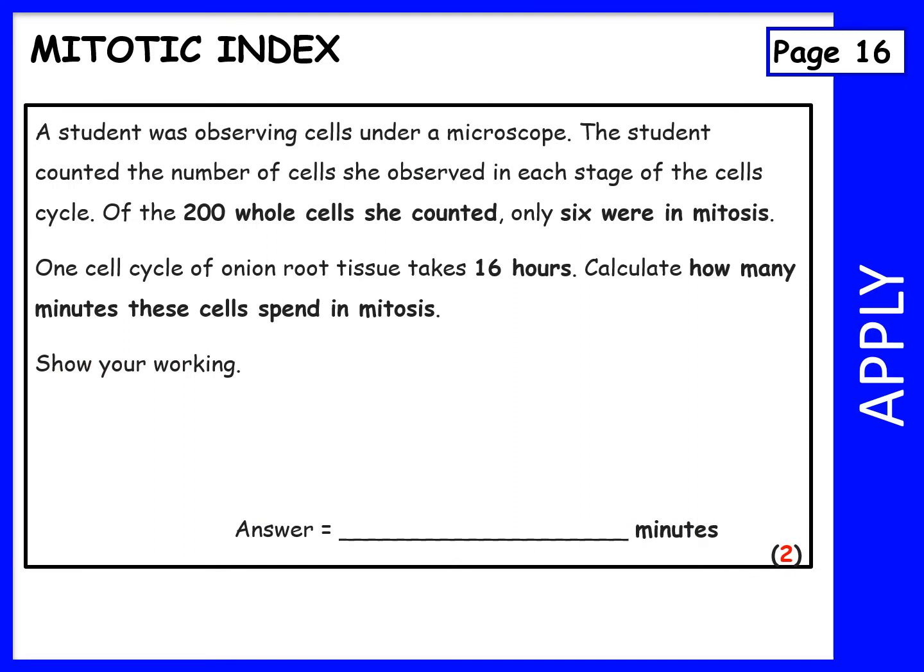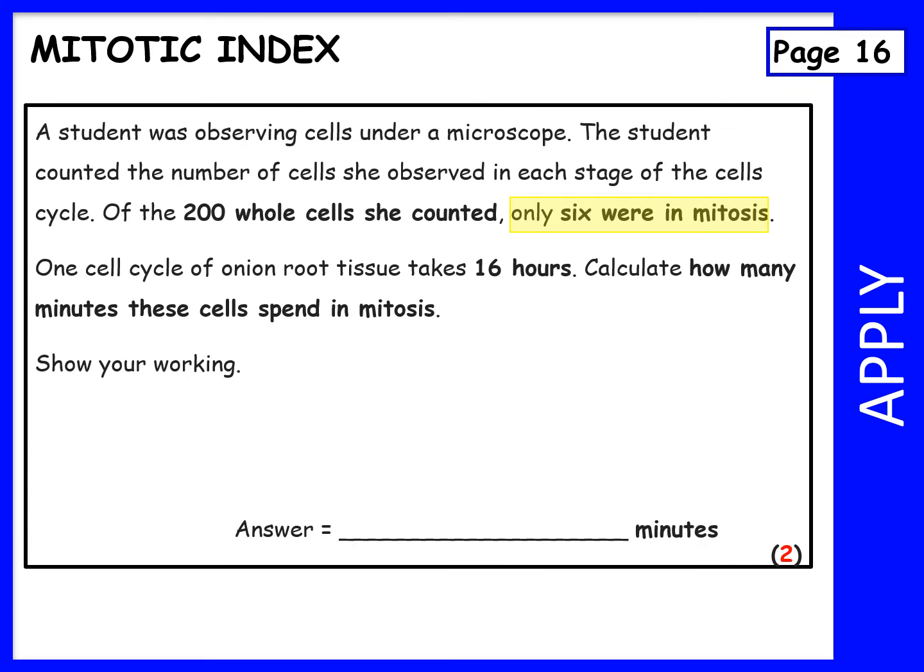So if you guys want to pause the video and have a quick go at these questions then. So it says a student was observing cells under a microscope. The student counted the number of cells she observed in each stage of the cell cycle. Of the 200 whole cells that she counted, only 6 were in mitosis. One cell cycle of onion root tissue takes 16 hours. Calculate how many minutes these cells spend in mitosis.